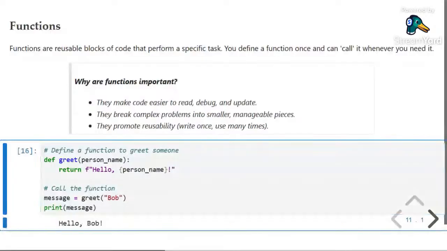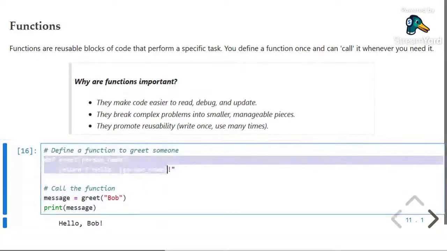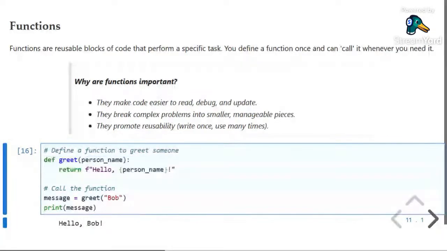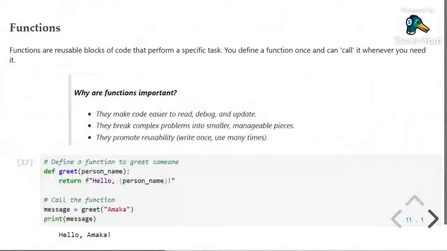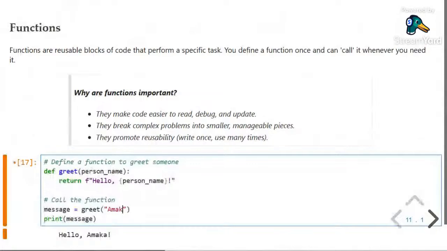What if you want the function to greet another person entirely? You can see that you don't have to touch this part of the code again. What you have to do is go over here and change it to Amaka and run it. Oh, sorry. So you can see here, hello Amaka. And here also, if you want to use it to greet another person, you can just change it.